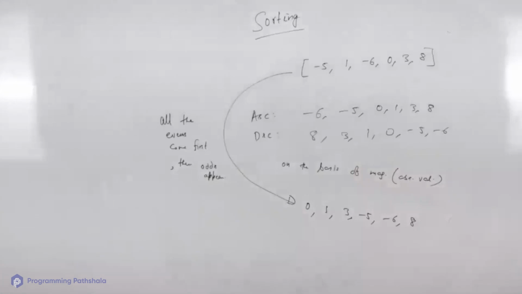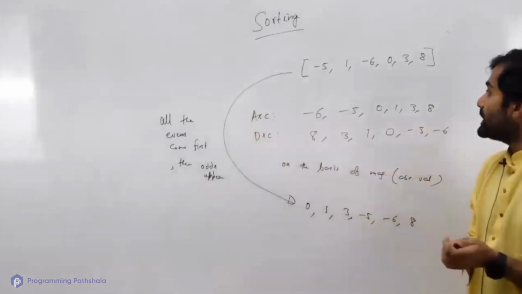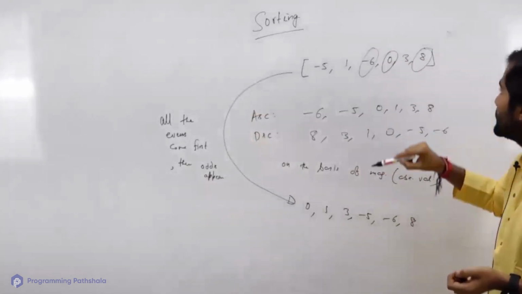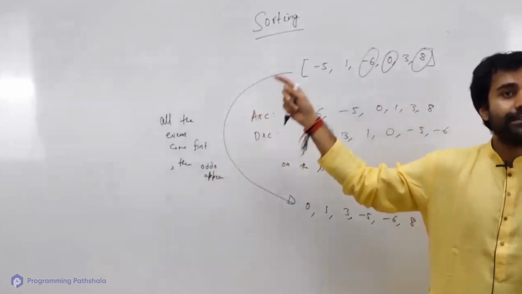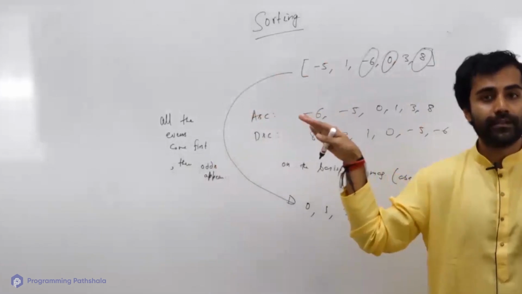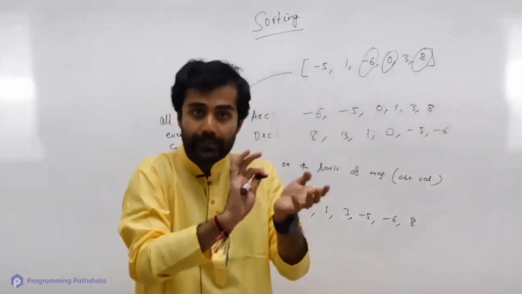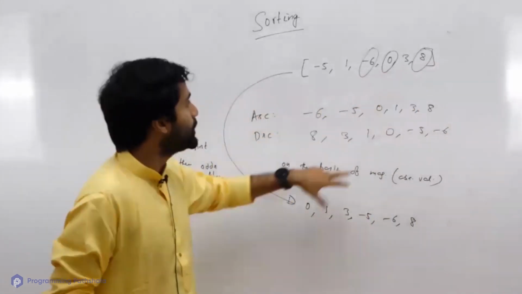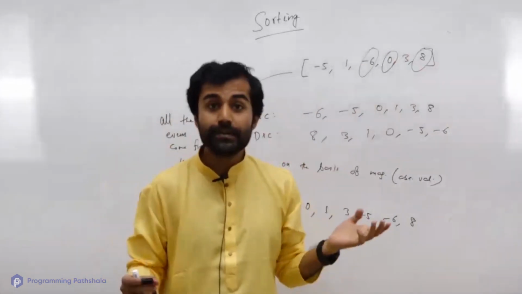Yes, one of you has a very good question. If you want to ensure that all the evens come first, what are the evens? 0, minus 6, 8. These are the evens. So you want 0, minus 6, and 8 to come first, and then you want minus 5, 1, and 3 to come later. But what should be the order of even elements among themselves? Do you want minus 6, 0, 8, or do you want 0, 8, minus 6, or do you want something else? So that also needs to be specified.